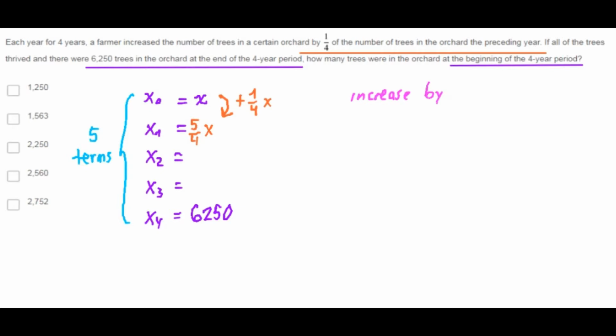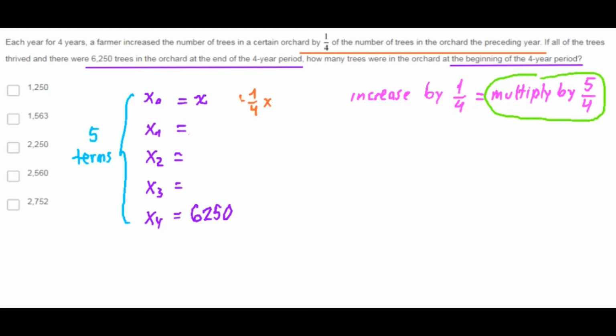increase by a quarter of the preceding year is the same as multiplying the previous year, or the preceding year, by 5 quarters. I will work with multiply by 5 quarters because I can solve this problem using the geometric sequence formula. Here the common ratio is 5 quarters.